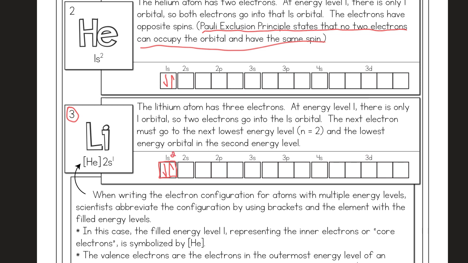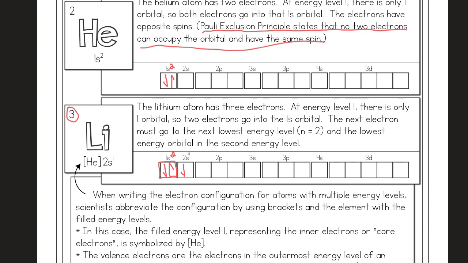I've got one more electron to go, so I'm just going to say that it's spinning down. And that's all I'm going to put in that 2s orbital. So it would be 2s1. For helium, I would mark that as 1s2. And for hydrogen, it would be 1s1.